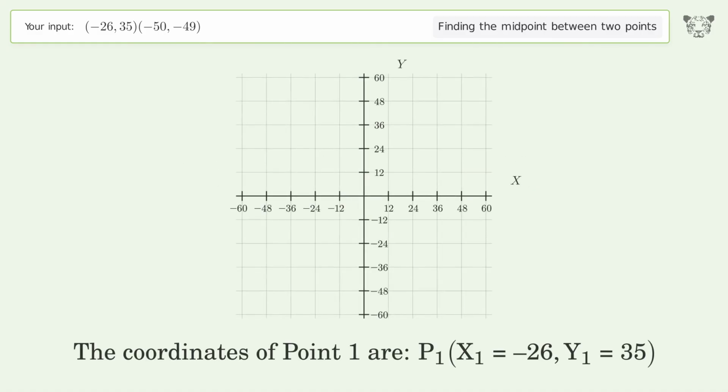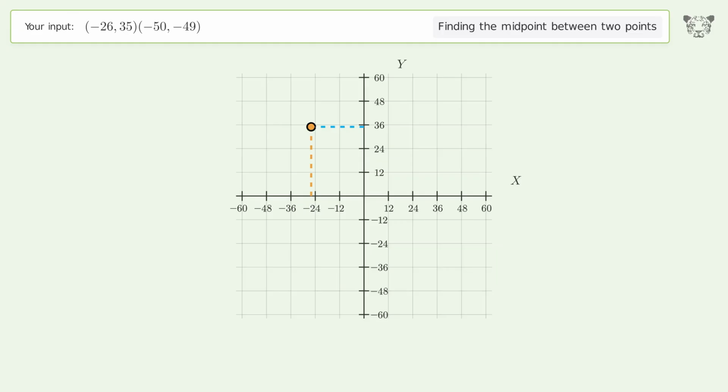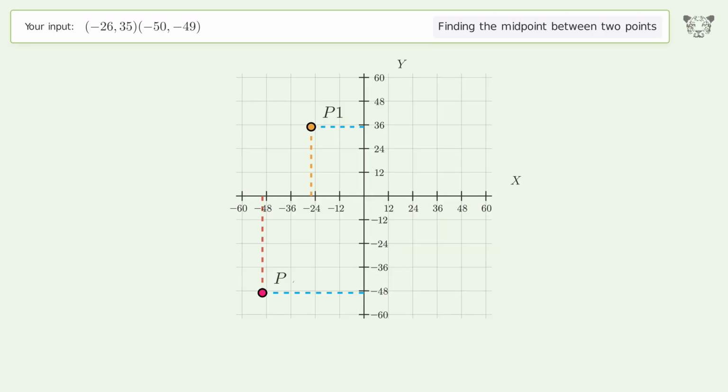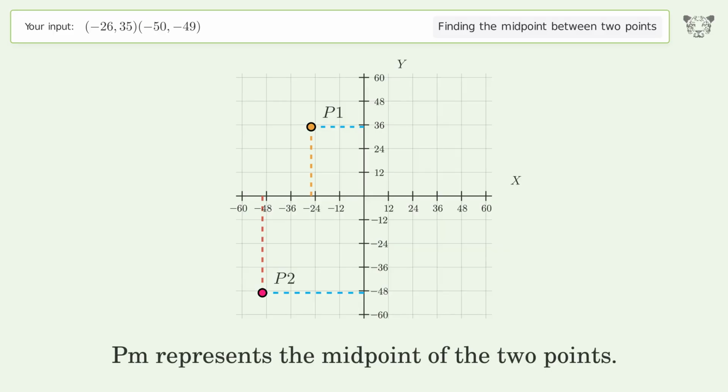The coordinates of point 1 are x1 equals -26, y1 equals 35. The coordinates of point 2 are x2 equals -50, y2 equals -49. PM represents the midpoint of the 2 points.